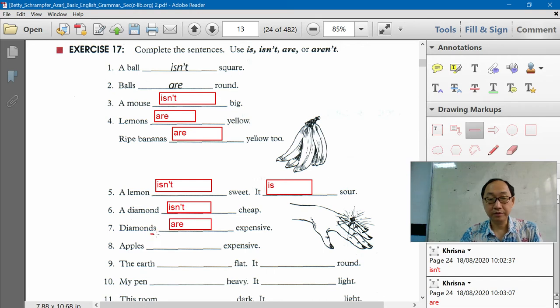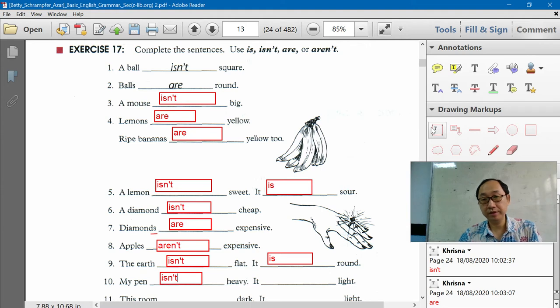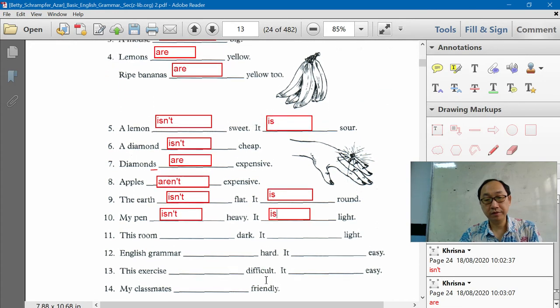Here we go. Apples. Do you think apples are expensive? I don't think so. Apples aren't expensive. The earth is flat. I don't think so. The earth isn't flat, it's round. My pen is heavy or not? My pen isn't heavy. It is light. And then we have this room. This room is not dark. It's dark. So it is light.